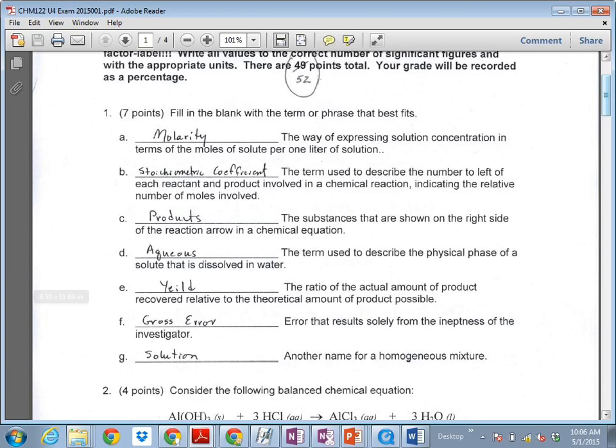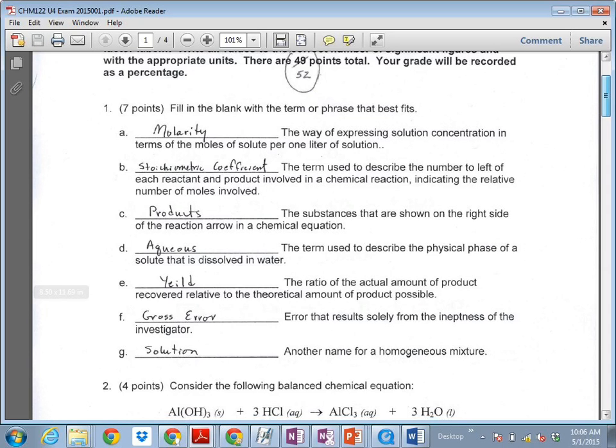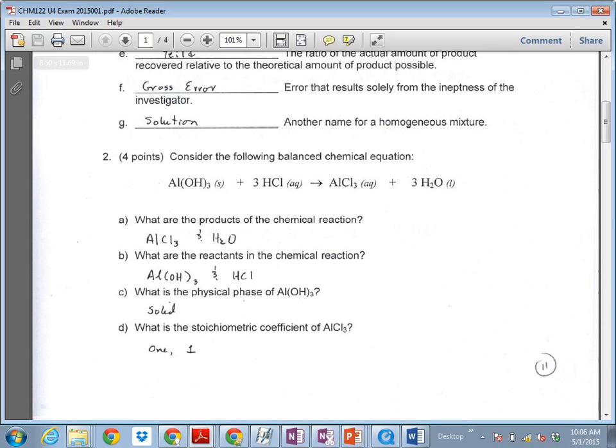So down here at the bottom, I ask you a few questions about that balanced chemical equation. What are the products? Of course, the products are on that side, so it's the AlCl3 and the H2O. What are the reactants? That's the aluminum hydroxide and the HCl, hydrochloric acid. That's B. Question C, what physical phase is the aluminum hydroxide in? Since it's got an S next to it, it's solid. D, what's the coefficient in front of the aluminum chloride? Since there's nothing there, we know it's 1.